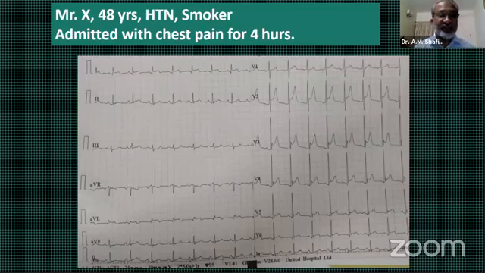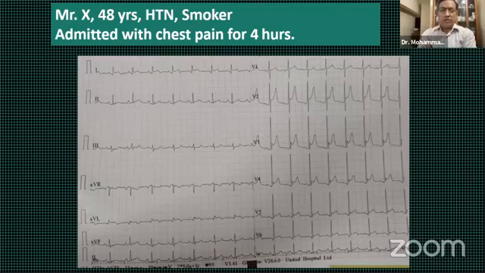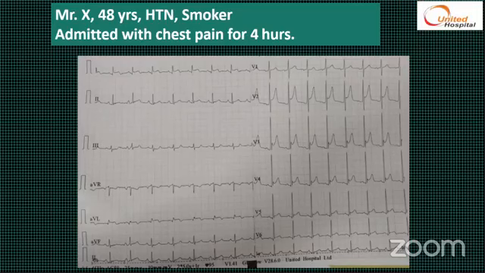And this is another ECG. Patient came with chest pain for 4 hours. Anyone volunteer? Anyone volunteer can come up and comment. Any fellow? Dr. Arjun, can you make some comment? Dr. Arjun? Yes, sir. Yes, so please.